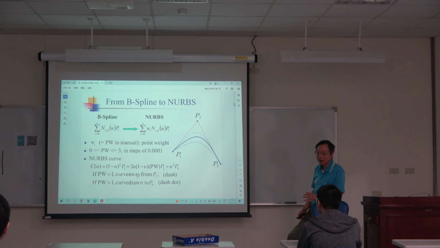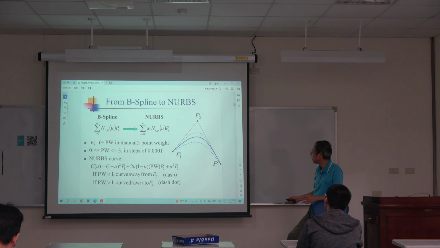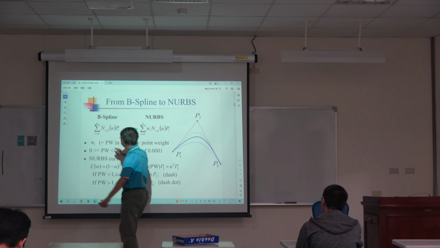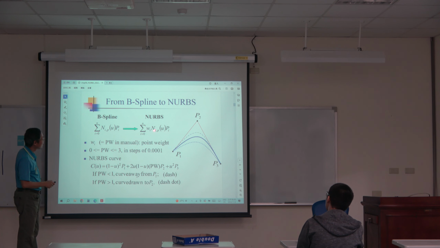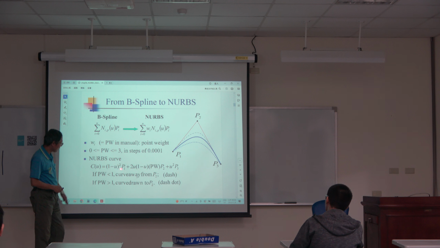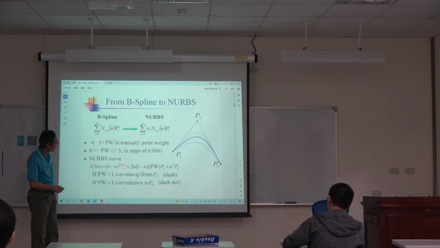As we said previously, when D equals N in the B-spline, the spline is basically a simple Bezier curve. For the Bezier curve, the coefficient of P1 is (1 minus U) squared. For P2 it should be like this, and for P3 it should be like this. That's for the Bezier curve.